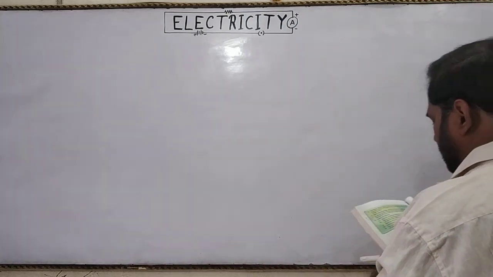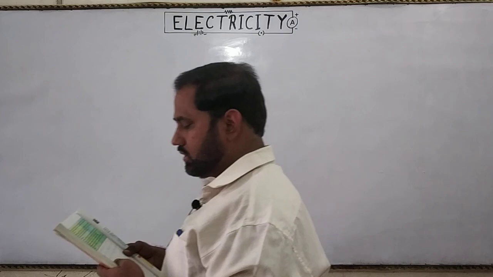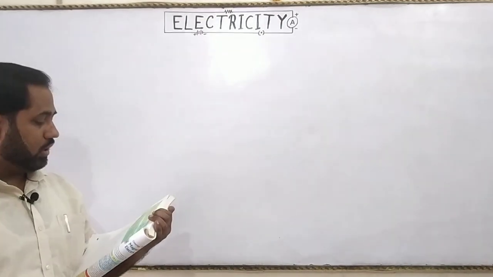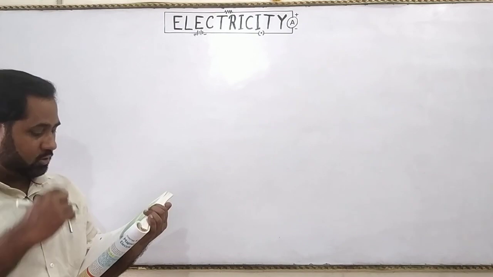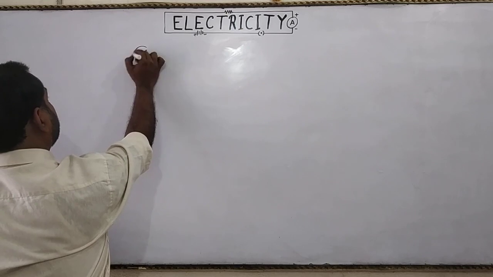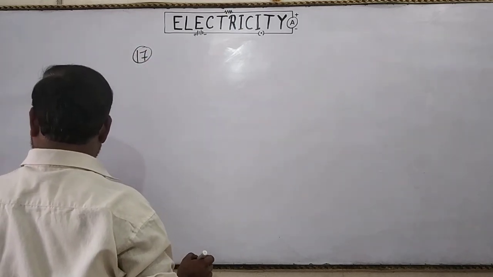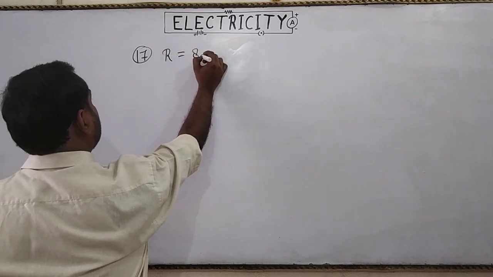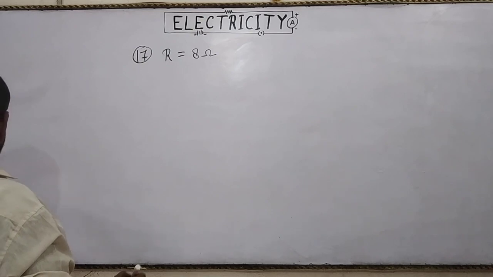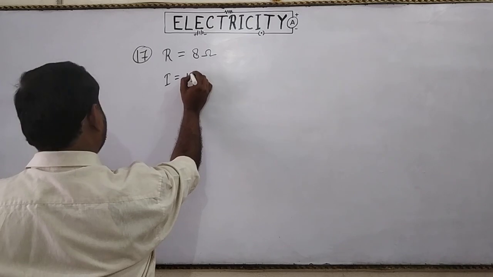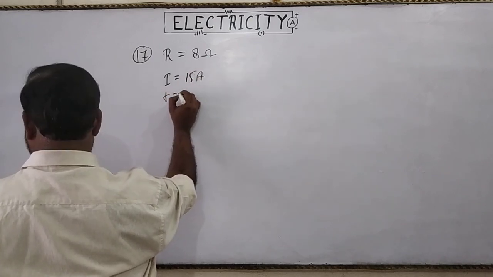Students, question number 17 says an electric heater of resistance 8 ohm draws 15 ampere from the service mains for 2 hours. Calculate the rate at which the heat is produced in the heater. Here we are given that the resistance of the heater is 8 ohm, so we can write R is equal to 8 ohm. The current drawn by the circuit is 15 ampere. Time is given as 2 hours.